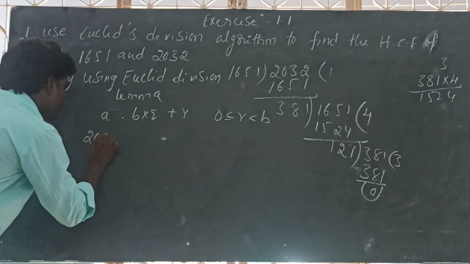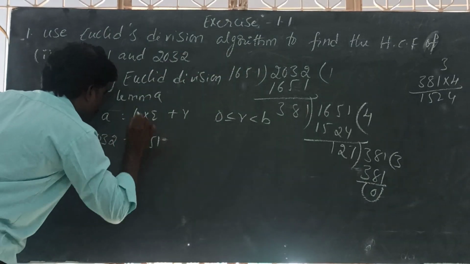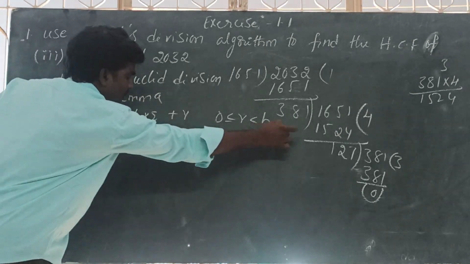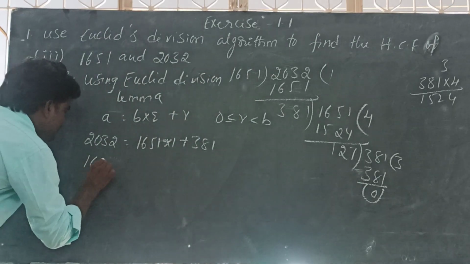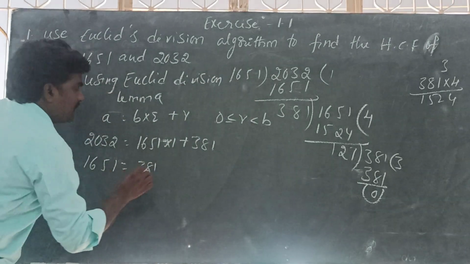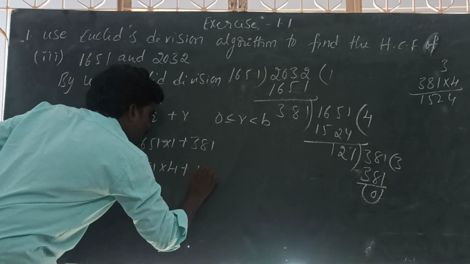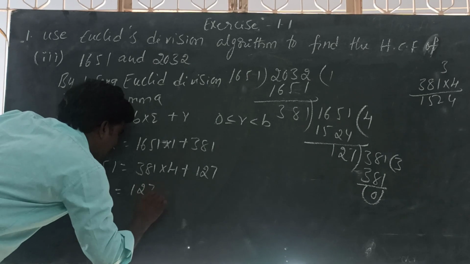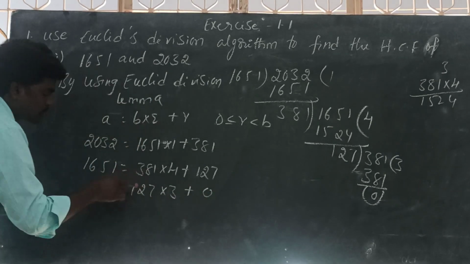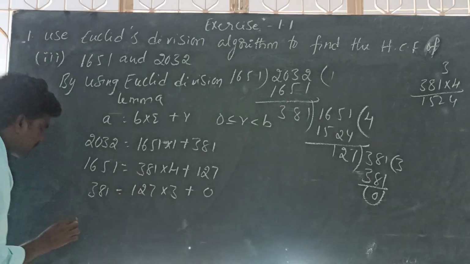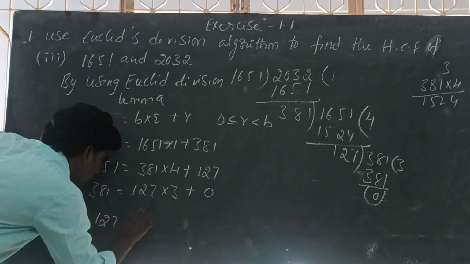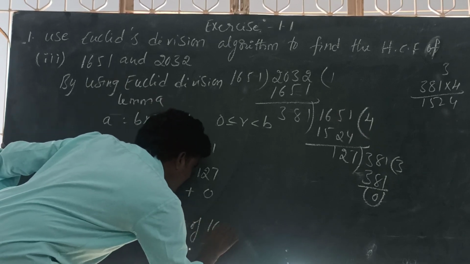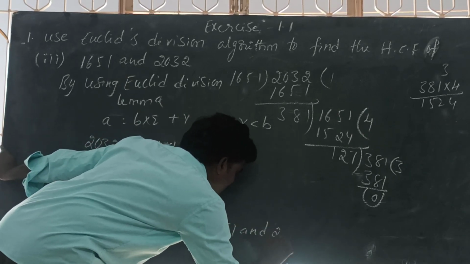2032 is equal to 1651 into 1 plus 381. In the second division, applying the Euclid division lemma, 1651 is equal to 381 into 4 plus 127. In the third, 381 is equal to 127 into 3 plus 0. Where you get the remainder 0, the divisor is 127. Therefore 127 is the HCF of 1651 and 2032.